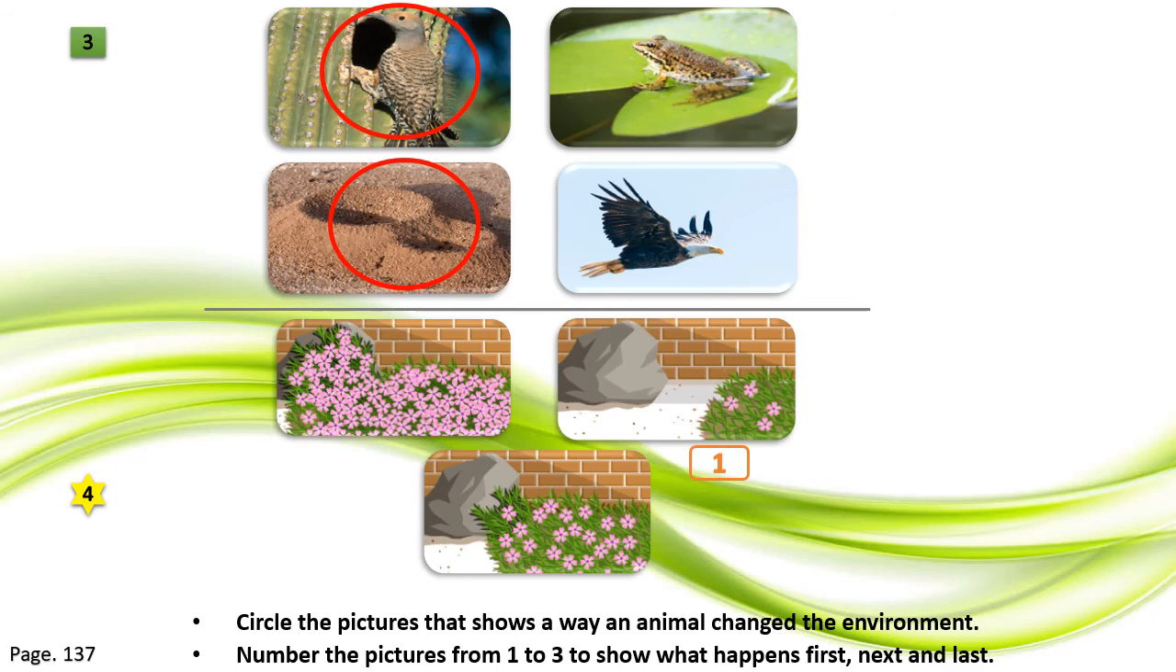Very good! We are going to write number 1 under the smallest plant. Then, we are going to write number 2 under the middle-sized plant. And finally, we are going to write number 3 under the largest plant. So, as a plant grows, it gets bigger, and in this case, it spreads over a larger and larger area.